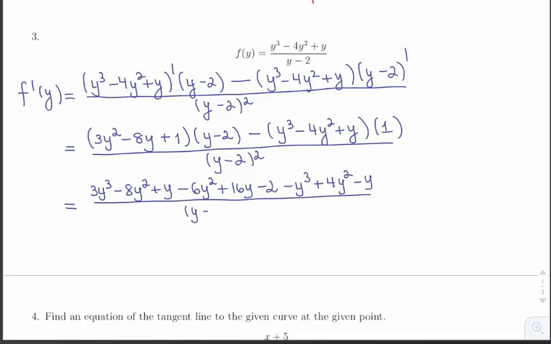Divide everything by y minus 2 squared. Okay, now we need to combine like terms. This one and this one gives us 2y cubed. Let's see the quadratic term. This one and that one. Negative 8 minus 6 plus 4. What is that? Negative 10, right?